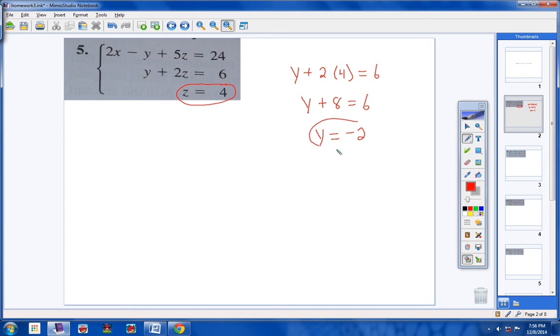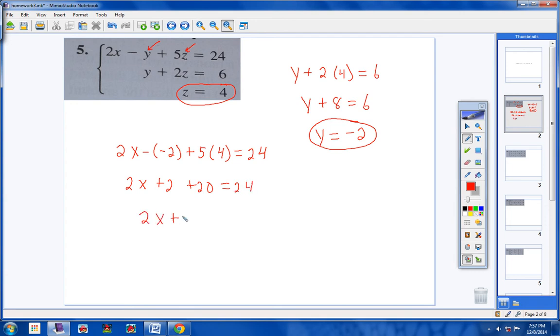So I know what z equals. I know what y equals. And now we're going to come up here and put negative 2 in for y. Then we're going to put 4 in for z. Okay, so here we go. 2x minus, and then for y I'm going to put negative 2, plus 5z. So 5 parentheses 4 for z equals 24. And now let's solve for x. So here we go. 2x plus 2 plus 20 equals 24.